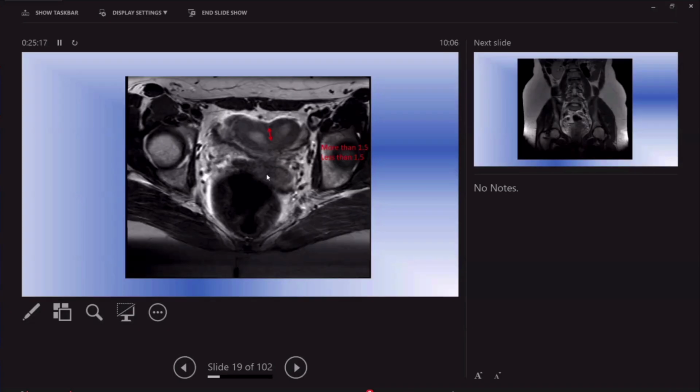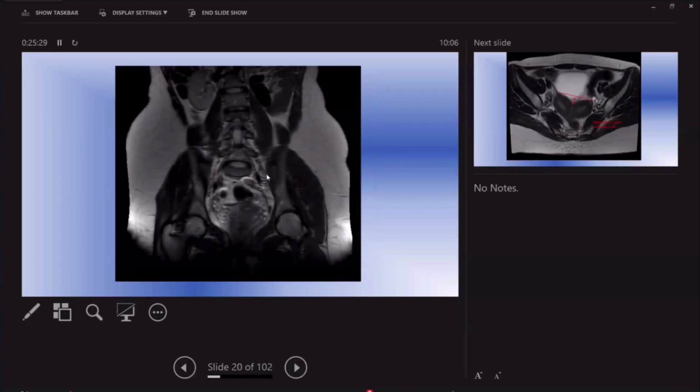I would check the vagina to be sure whether there is a transverse or vertical vaginal septum. And I would do a single-shot fast spin echo image of the upper abdomen to be sure that there is no congenital anomaly associated. In this case, you can see that there is an absent left kidney in association with the congenital uterine anomaly we had.